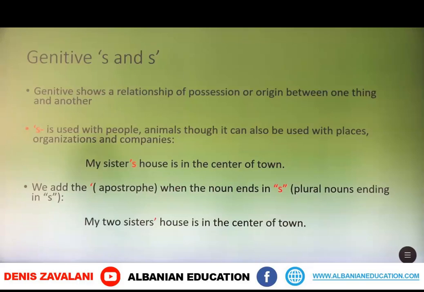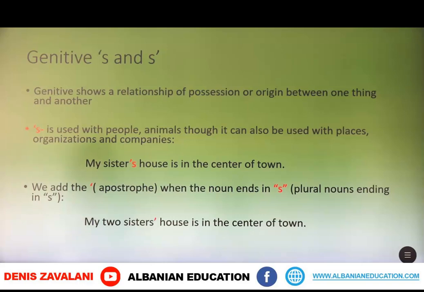We'll continue with genitive, apostrophe S and S apostrophe. Genitive shows a relationship of possession or origin between one thing and another. Apostrophe S is used with people, animals, though it can also be used with places, organizations, or companies. For example, my sister's house is in the center of town. We're talking about the house of my sister in this case.